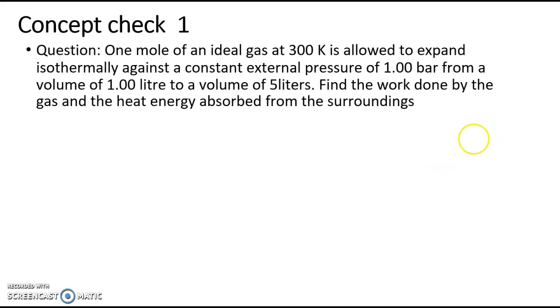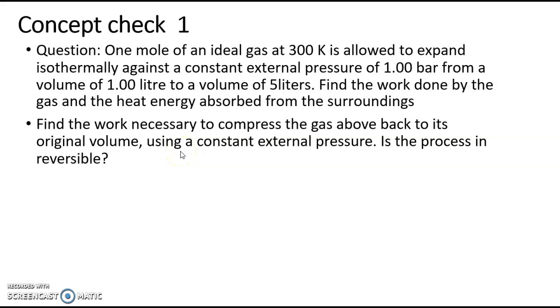In this video, we will be working examples on isothermal process, isochoric process, and isobaric process, if we have enough time. Okay, the first question: 1 mole of an ideal gas at 300 Kelvin is allowed to expand isothermally against a constant external pressure of 1 bar, from a volume of 1 liter to a volume of 5 liters. Find the work done by the gas and the heat absorbed from the surroundings.